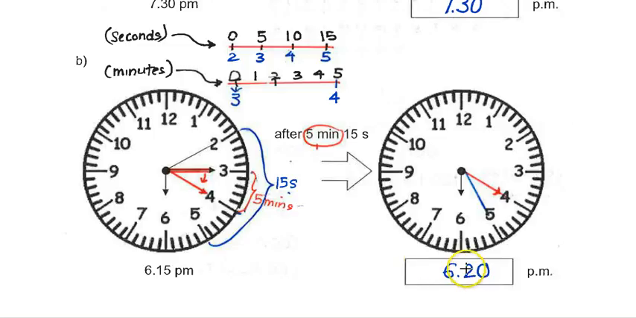5 minutes has passed. Let's take a look at the second hand. The second hand starts from 2 for 15 seconds, goes all the way to 5 over here. It does not go one round. So not even a single minute has passed, only 15 seconds. So this one remains at 6:20, only 5 minutes has passed, but the other 15 seconds is not long enough for it to turn to 21 minutes over here. All right, let me continue.